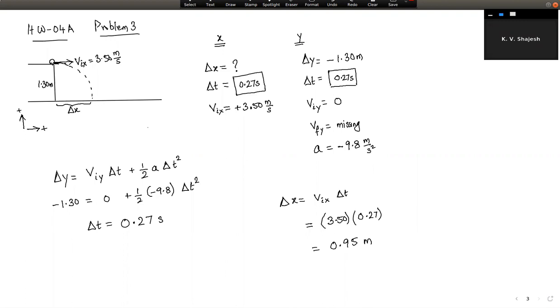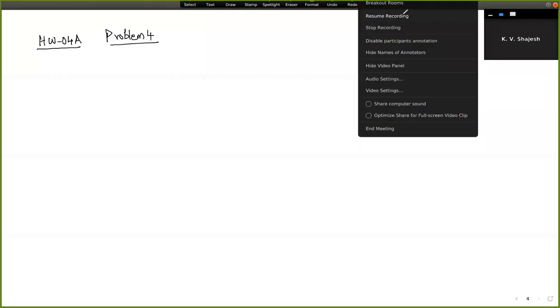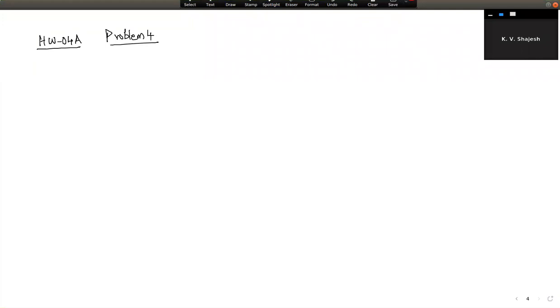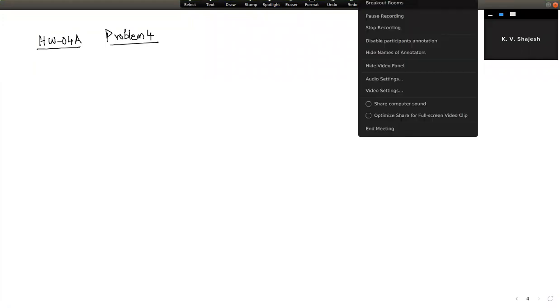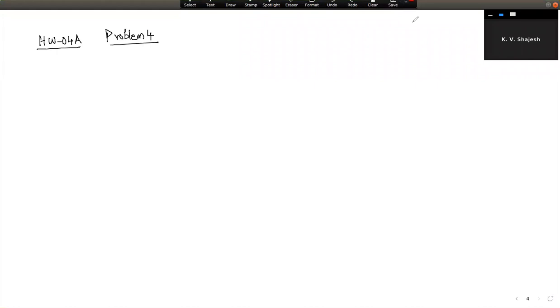So let me stop here and let me get back. This is problem 4 in homework 4A. We again have a projectile motion, but in problem 3, we were having a half projectile, whereas here we have the following situation.